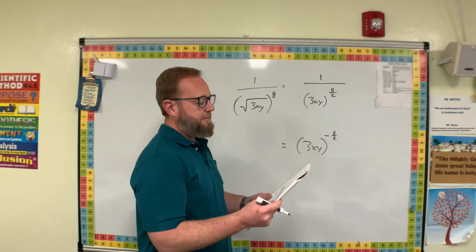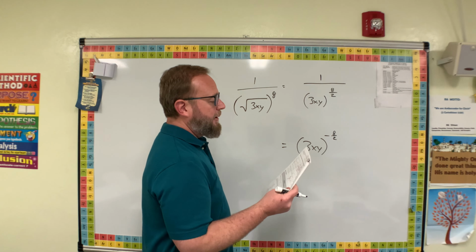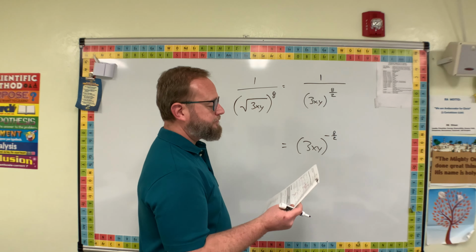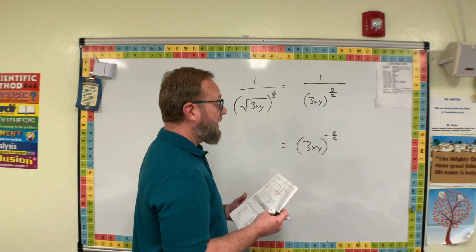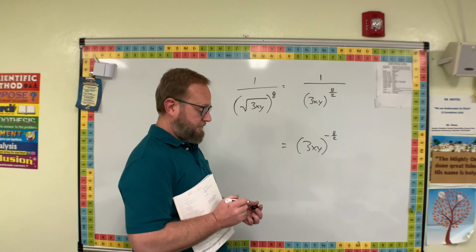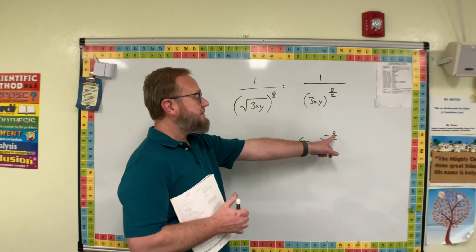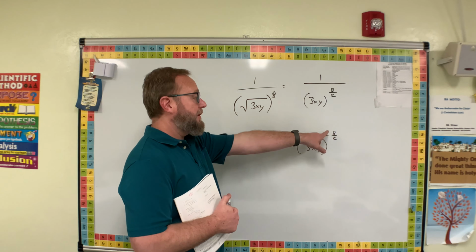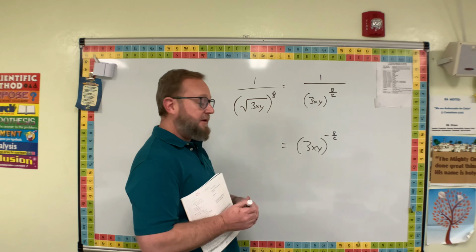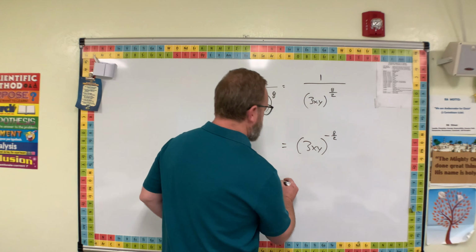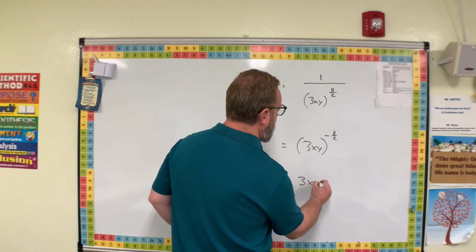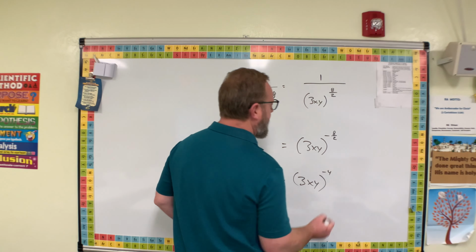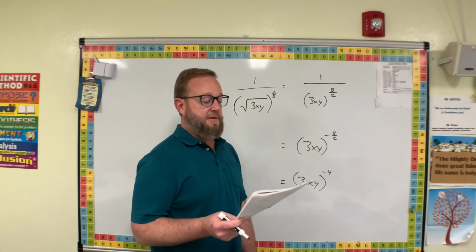However, can I simplify that any? Yes. You can turn the 8 over 2 into 4. That's still a number that I can work with. 8 over 2 is 4, so 1 over 81. That means I can write this as (3xy) to the power of negative 4. That's definitely simpler to deal with.